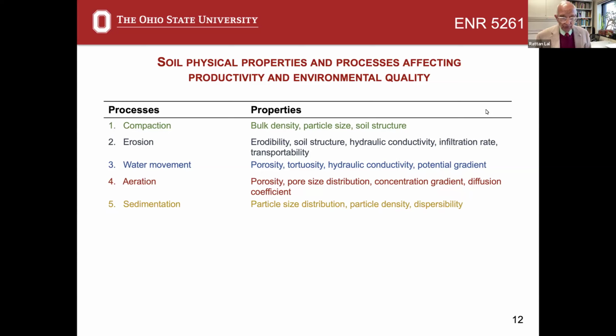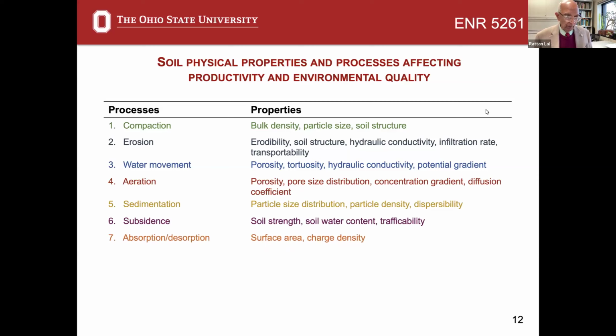Dispersibility, how soil disperses when it is in water or air. Those are properties. And subsidence is a process. And soil strength, soil water content, and trafficability of the soil are properties. Adsorption and desorption are processes. Surface area and electric charge density on the particle are properties. Diffusion is a process; concentration gradients of diffusing substances, oxygen, water, and nutrients are properties.